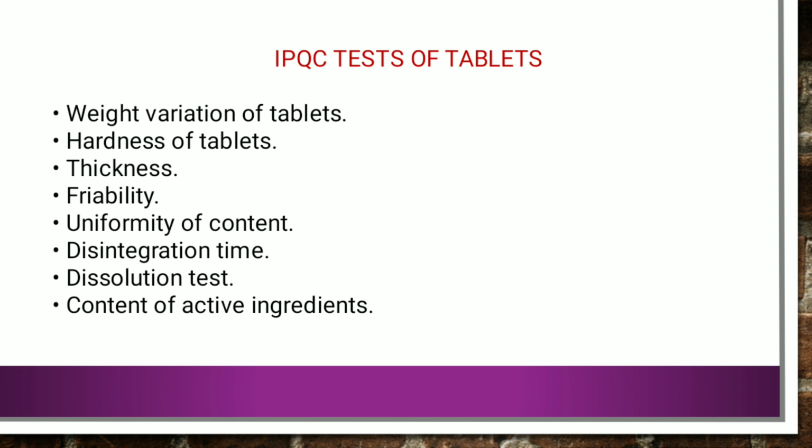In-process quality control test for tablets for weight variation is performed so that whatever tablets we get are of uniform weight and the tablet should be in the desired ratio, right? So for that purpose the weight variation test is performed in between.